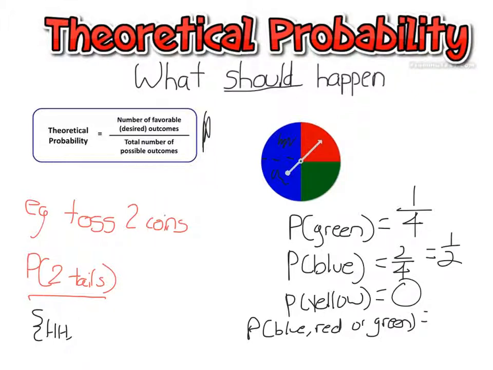The probability that it lands on, say, blue, red, or green, so we can think about that. How many of these quarters are blue, red, or green? Well, there's 2 blue, 1 red, and 1 green. So 4 of those quarters are favourable outcomes. They are either blue, red, or green, and there are 4 in total. So the probability that it lands on blue, red, or green is 4/4, which is 1. That's a certain event. If you use this formula here, you will be fine.